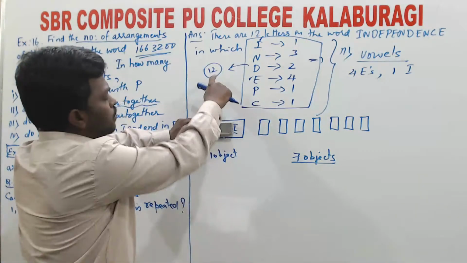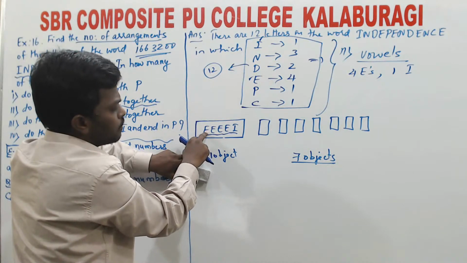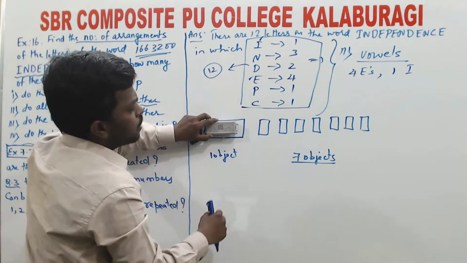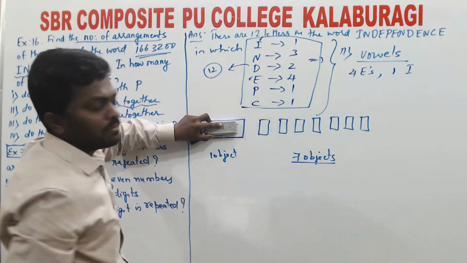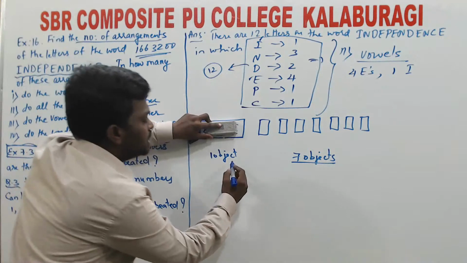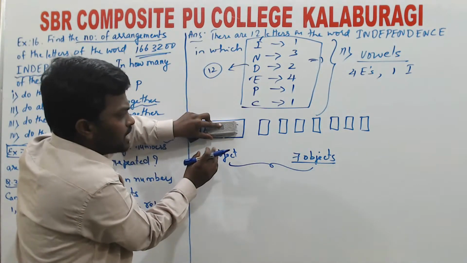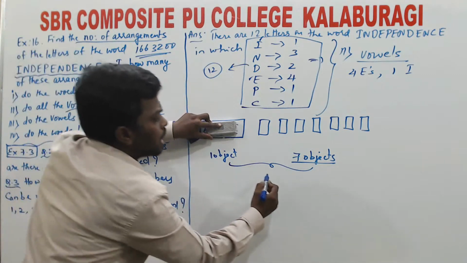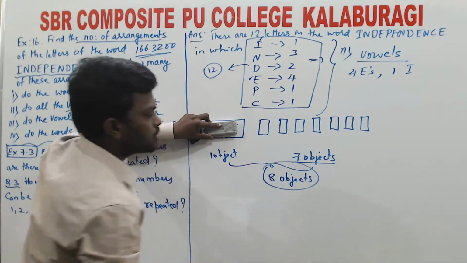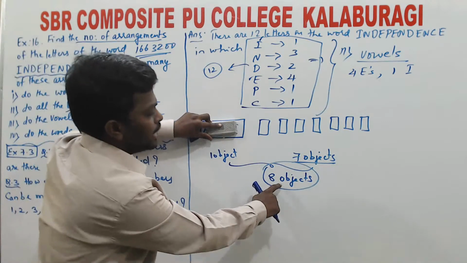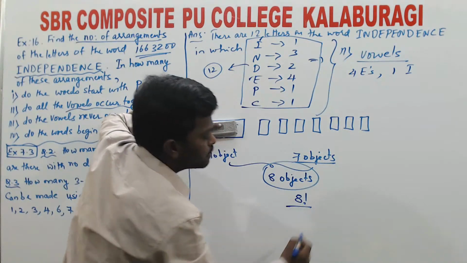Right, students? So 12. In that 12 letters, 5 we have already used here, right? 1, 2, 3, 4, 5. So if you subtract 5 out of 12, how many objects are remaining? 7 objects, right? So these 7 objects along with one object, in which we have put all the vowels together, accounts for how many objects? 8 objects. Right, students? So 8 objects means 8 factorial arrangements.